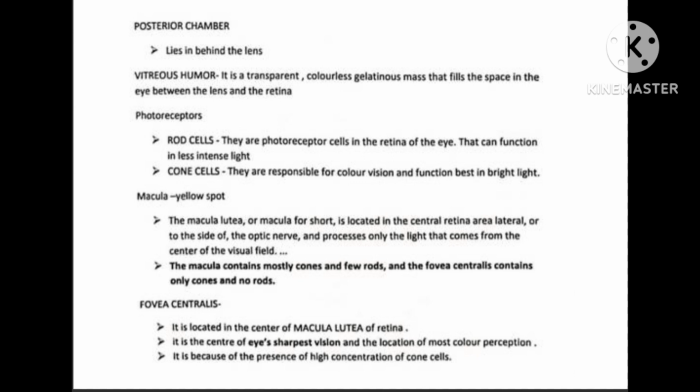Macula or yellow spot. The macula lutea, or macula for short, is located in the central retina area lateral to the side of the optic nerve and processes only the light that comes from the center of the visual field. Macula contains mostly cones and few rods, and the fovea centralis contains only cones and no rods. Fovea centralis. It is located in the center of the macula lutea or retina. It is the center of the eye's sharpest vision and the location of most color perception. It is because of the presence of high concentration of cone cells.